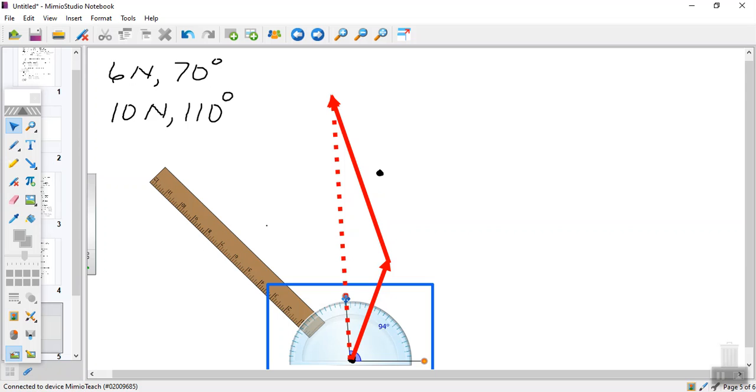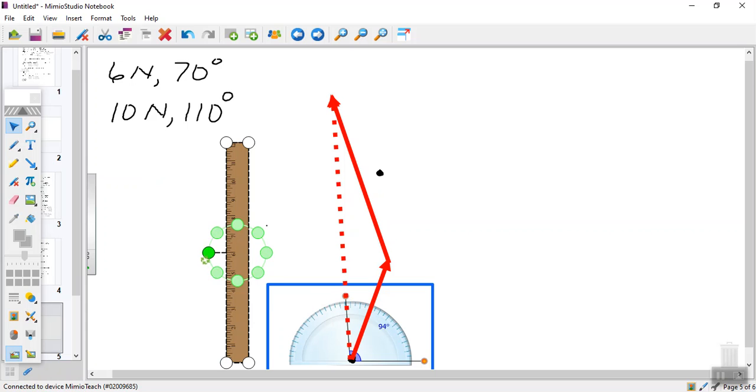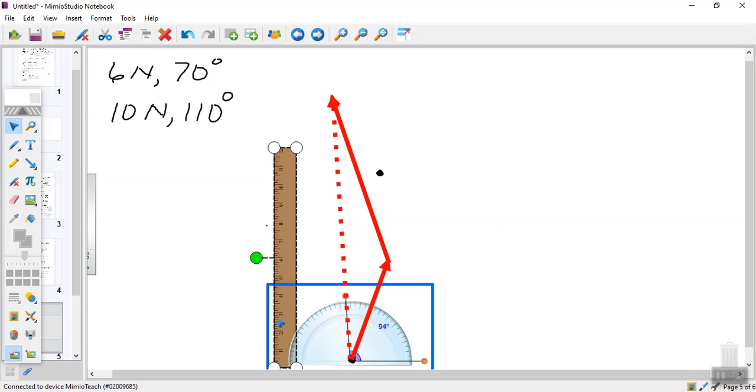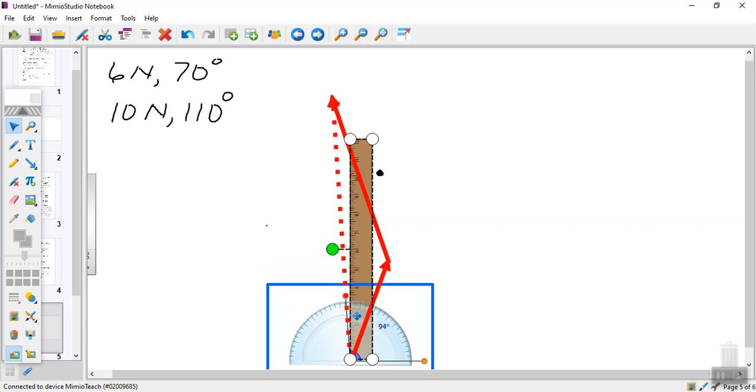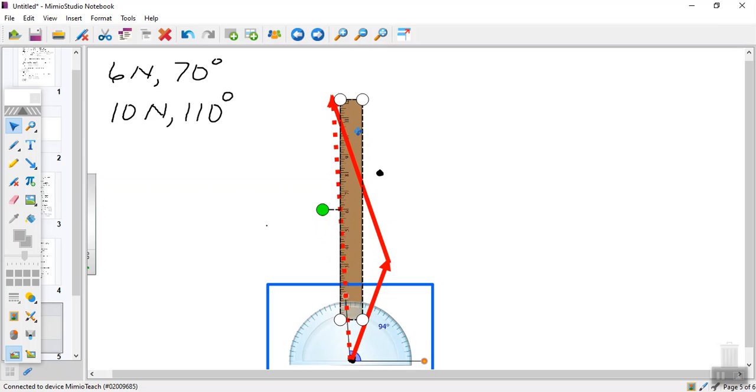Okay. Let me measure the length here and see how close we are on length. So this is about, I don't know, there's about 12 to here. I'm going to do my best.